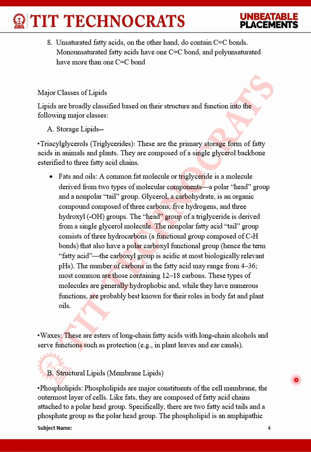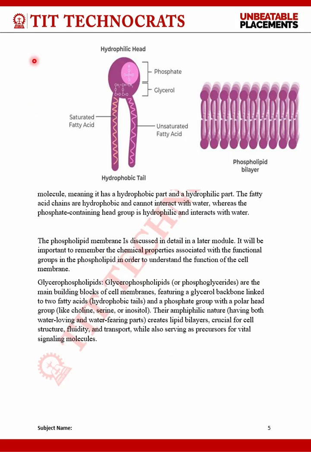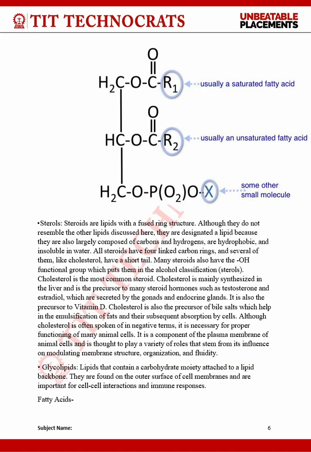Phospholipids are the major group of the cell membrane, the outermost layer of the cell. They are composed of fatty acid chains attached to a polar head, specifically two fatty acids and a phosphate group at the polar head group. The phospholipid is amphiphilic. We can see the structure here, with the hydrophilic head and hydrophobic tail. Then we will come to sterols. The sterols are lipids with a fused ring structure we can see above. Although they do not resemble the other lipids discussed here, they are a kind of lipid because they are naturally composed of carbon and hydrogen and are hydrophobic and insoluble in water.